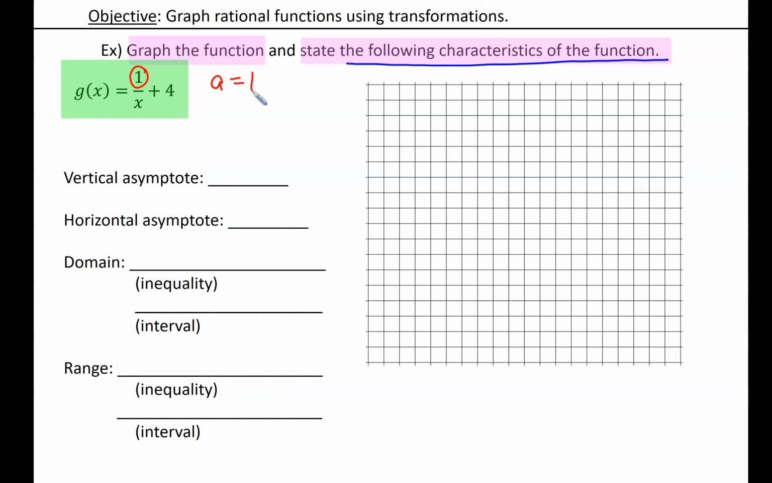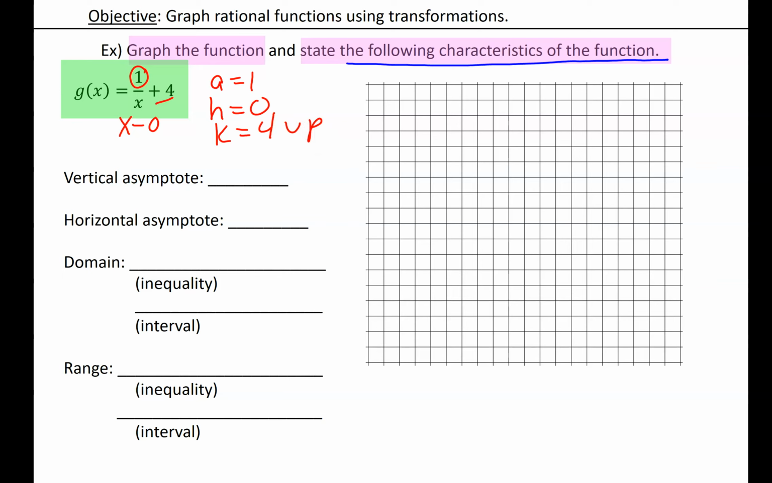So now I move on to h and k. Here, x by itself, of course, is interpreted as x minus 0. So that makes my h value 0. So in this case, I do not have a horizontal translation, no moving left or right. This plus 4 here is my k value. So I do have a vertical translation, in this case, up those 4 units.